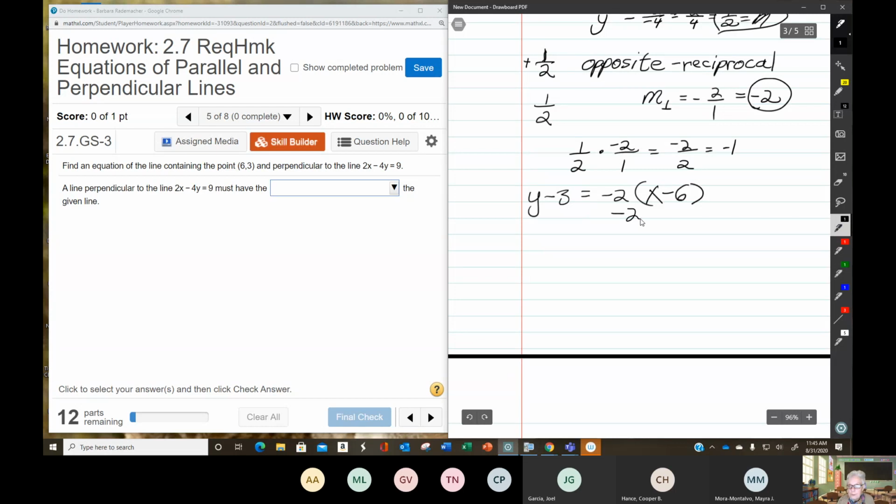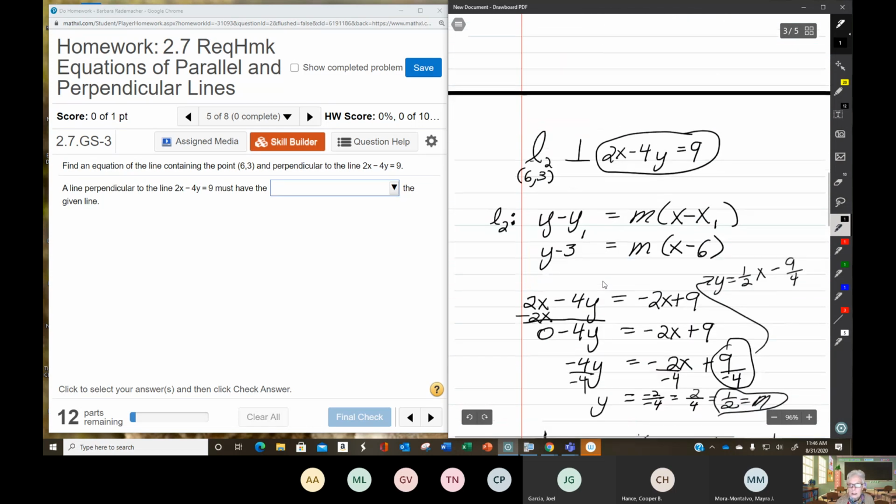Negative 2 times x is negative 2x. Negative 2 times negative 6 is positive 12. y minus 3 equals it. I'll add 3 to both sides so that I can solve for y. Negative 3 plus 3 is 0. I'm left with y equals negative 2x plus 12 plus 3, which is plus 15. And this is the line that goes through that point, 6, 3, and is perpendicular to this line.